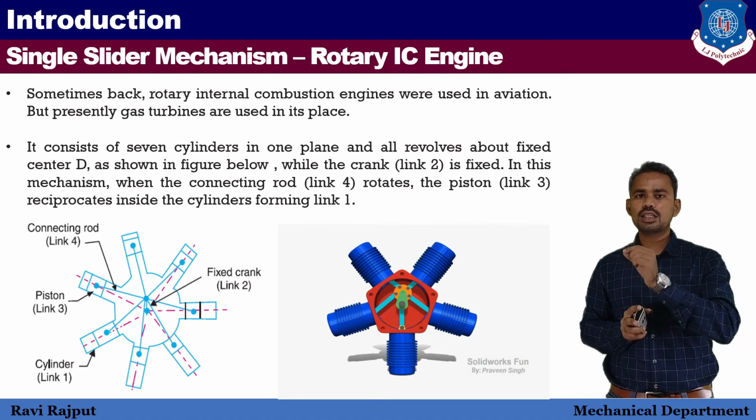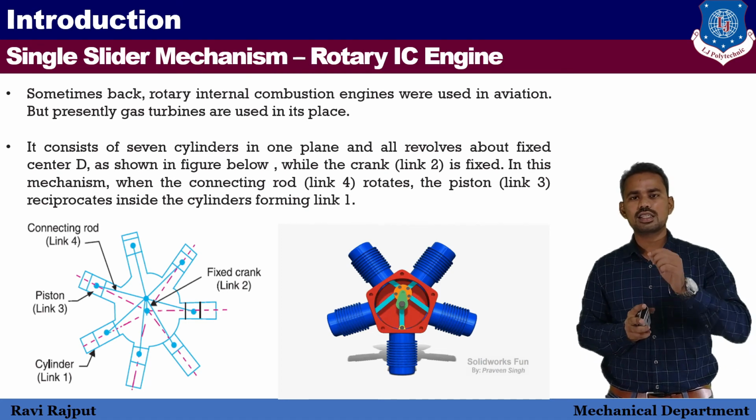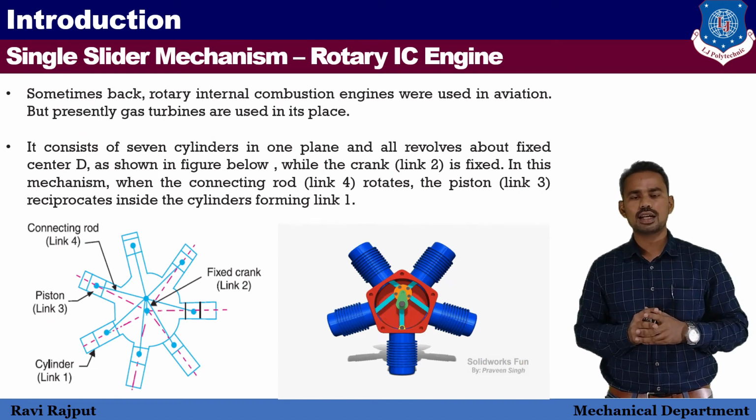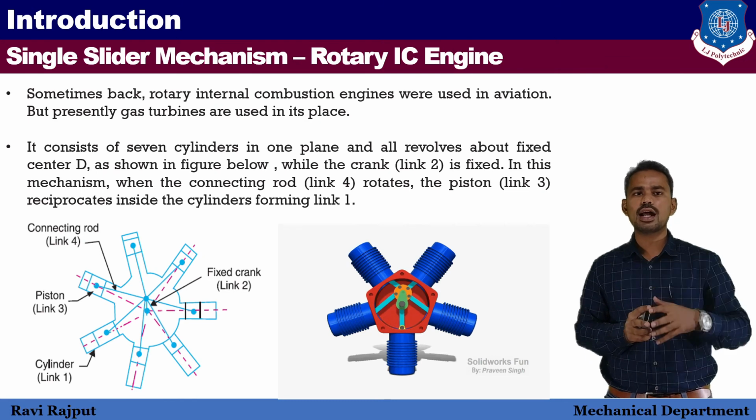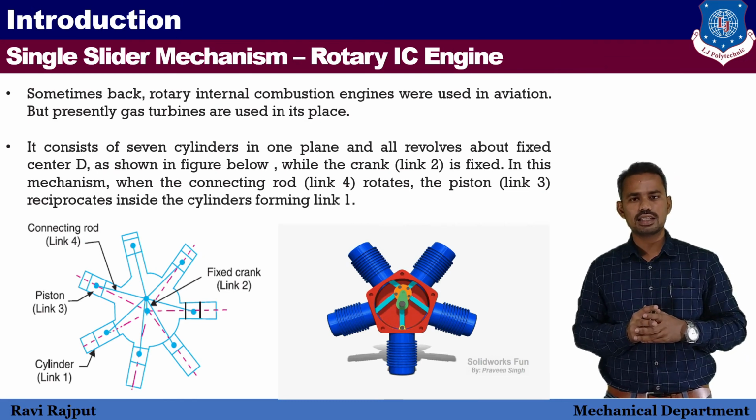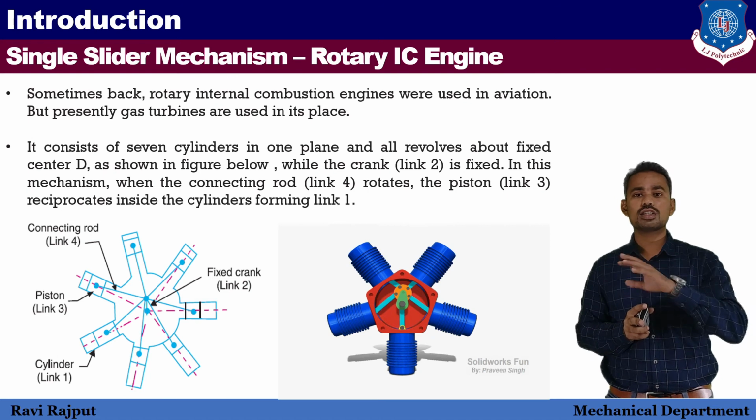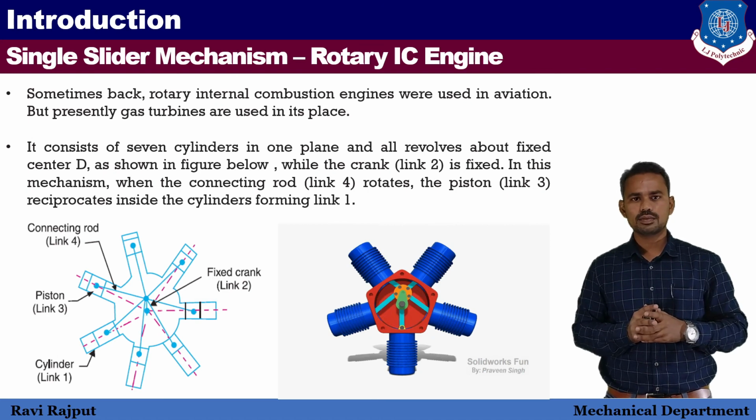But if we see only one cylinder, then it is just a combination of 7 cylinders, each with a single slider crank chain mechanism. So I hope that doubts regarding the single slider crank chain mechanism as well as its inversions will be cleared.